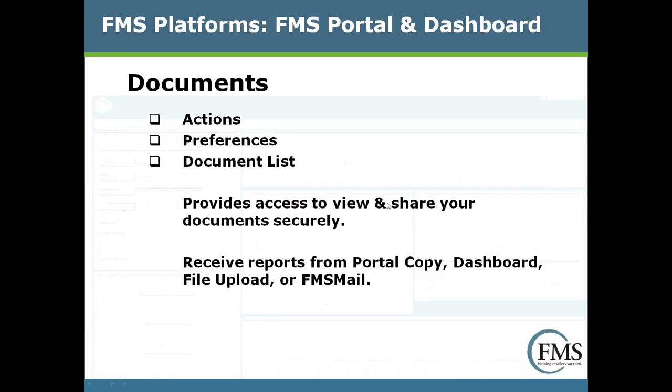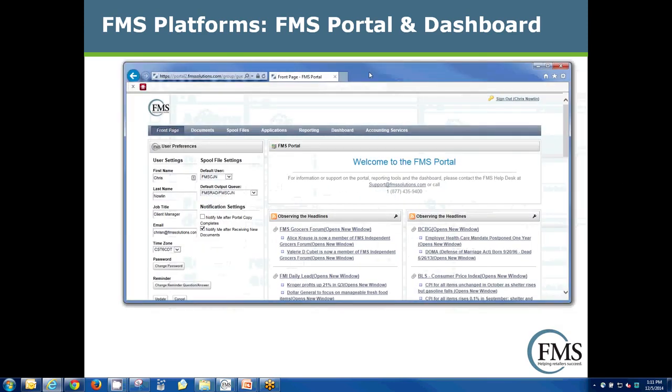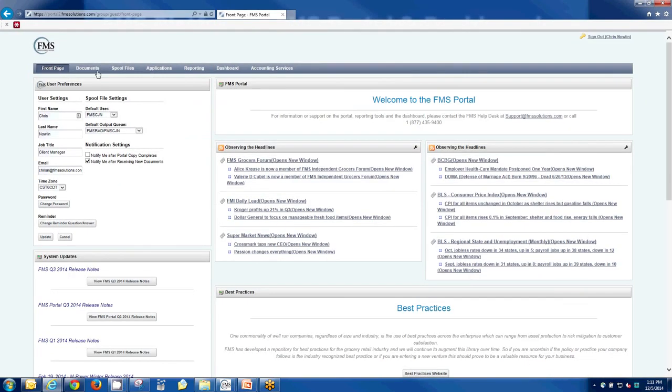Okay, the next page is the Documents tab. On the Documents tab, we're going to cover Actions, Preferences, and the Document List, which are the boxes that are available there. What the Documents tab does is provide access to view and share your documents and other files securely. And also, you're able to receive reports from Portal Copy, which will be the spool files, Dashboard, File Upload, or FMS Mail. Let's pull this back over and look at the Documents tab.